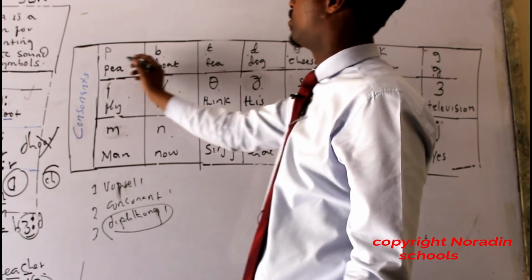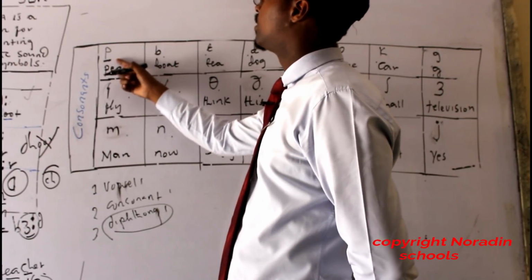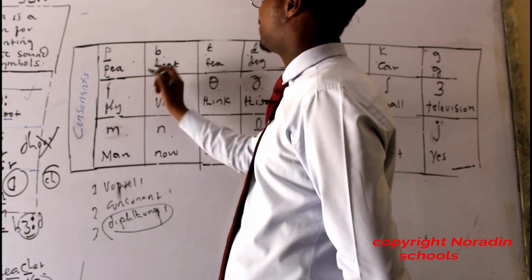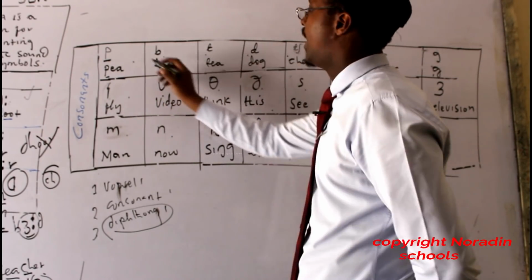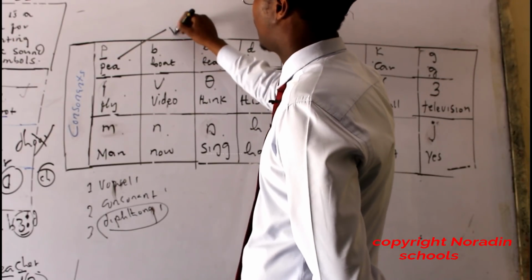Let's take a look at this one. B. You see, a lot of you pronounce the word like P, like P. This never changes. So if a teacher asks you write the pronunciation of the word, for example, people.